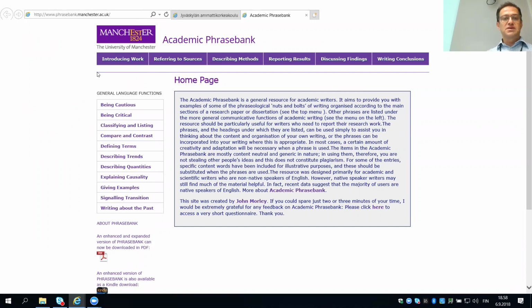So for the introduction chapter, if you are looking for some fancy words that you would like to use, you would be looking at introducing your work. We'll go there quite soon. For your literature review chapter, you will find nice phrases from referring to sources. For your methodology chapter, you will find nice phrases from the describing method section. And then here we have the results and finally the discussion. So very nicely organized according to your chapters, you can find phrases.